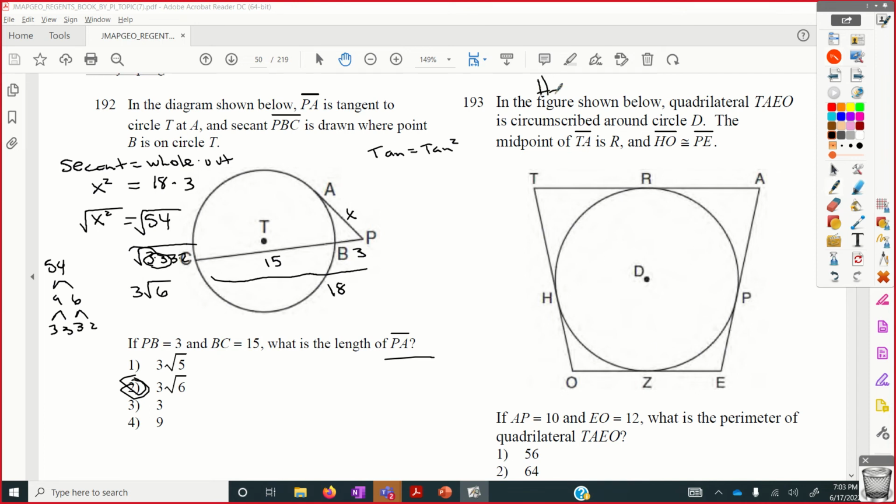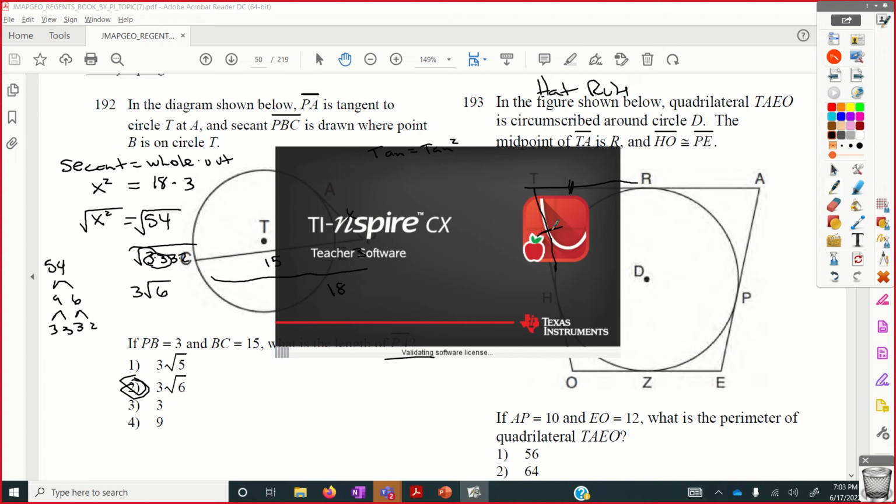193 is the hat rule. So remember when you put a hat on a circle, here's a hat. Both sides of the hat are equal. Same thing on this one. There's another hat right here. These two sides of the hat are equal, and then going all the way around.